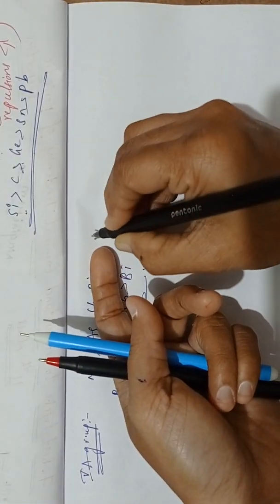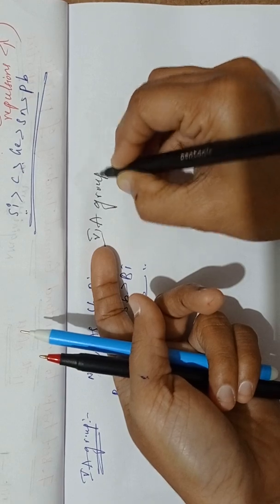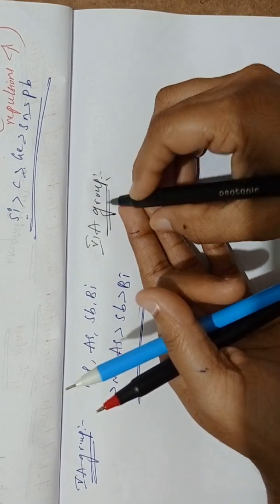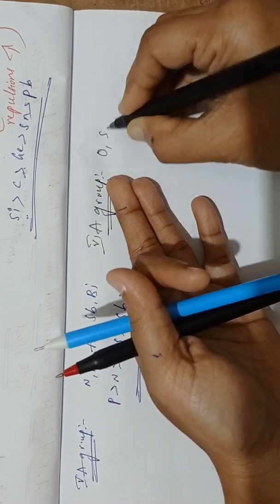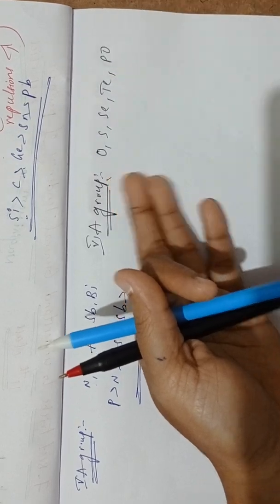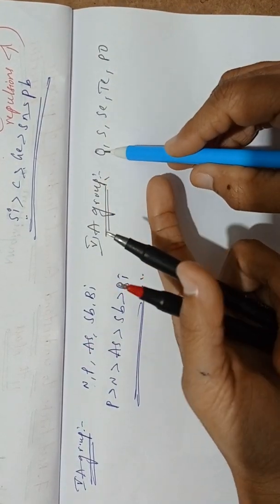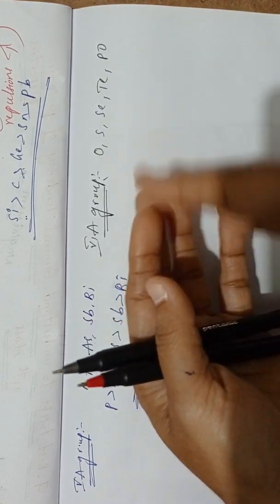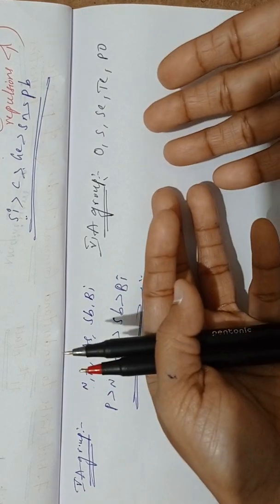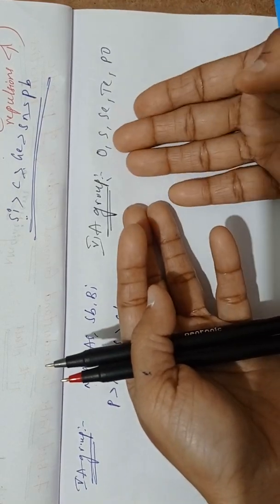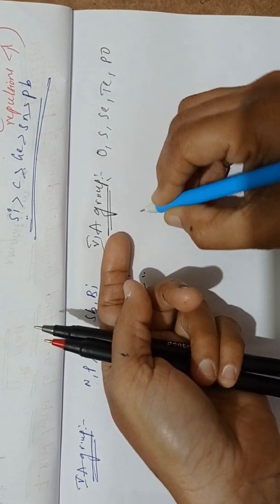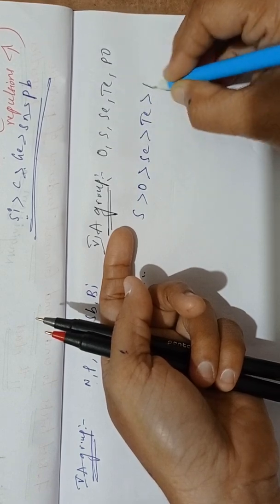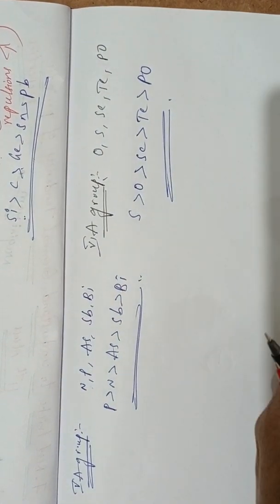Now coming to the 6A group. What about the 6A group, students? The oxygen family: oxygen, sulfur, selenium, tellurium, polonium. In this case also oxygen is a smaller size atom, so in between the two shells interelectronic repulsions are more. So electron affinity is less than sulfur. The correct order is sulfur greater than oxygen, greater than selenium, tellurium, polonium. This is the correct order, students.